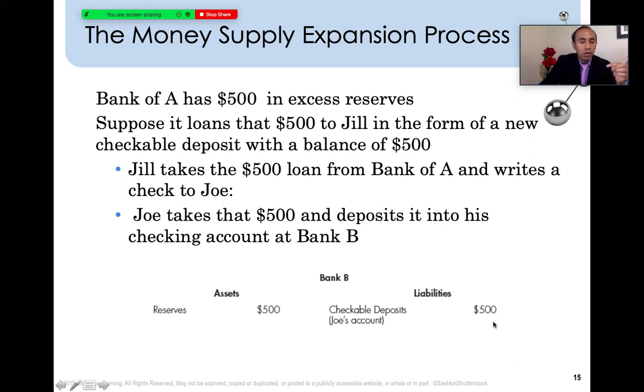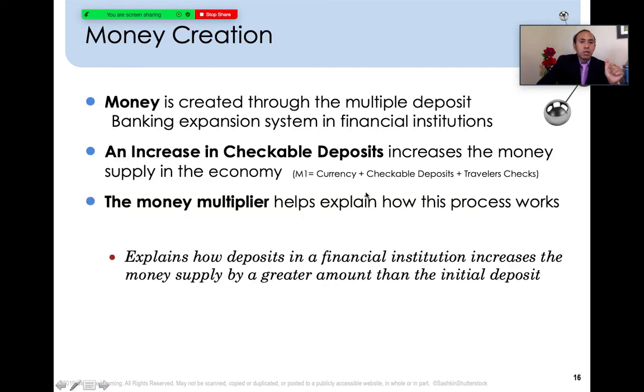What happens to this $500 can continue the cycle. This extra $500 now can be relent to someone else in a different bank, Bank C, to Kathy, and the process continues in the financial system, assuming there's no cash leakage, that they don't spend some of that $500. Now, money is created through what is called the multiple deposit banking expansion system in financial institutions. Not the actual physical money, the transaction of money is increasing. An increase in checkable deposits, by definition, is an increase in the money supply in the economy.